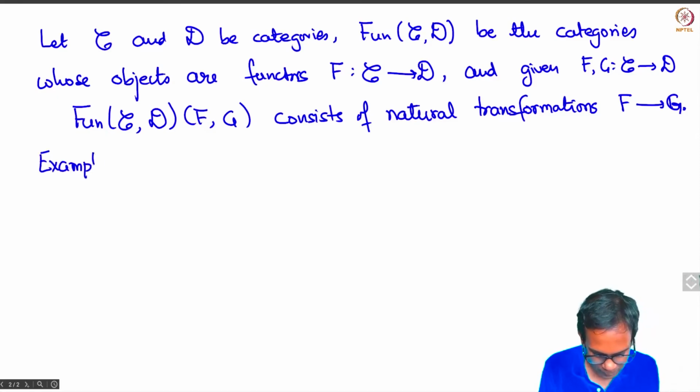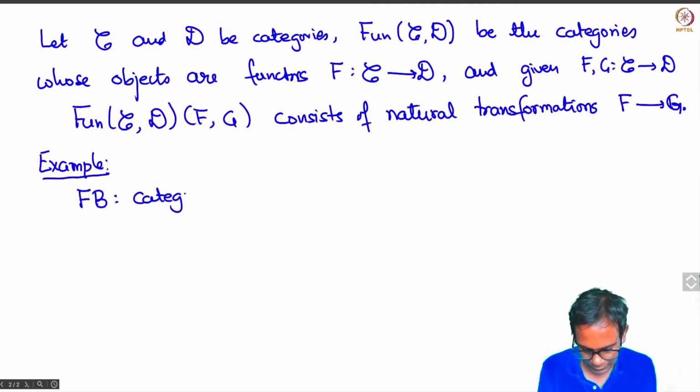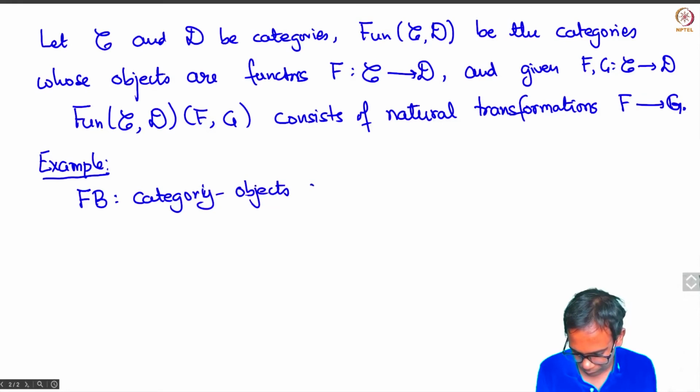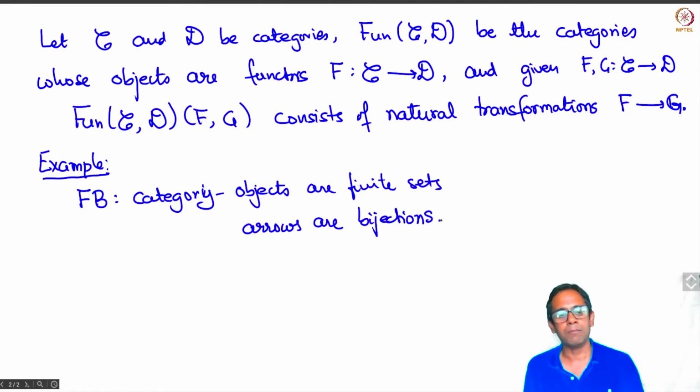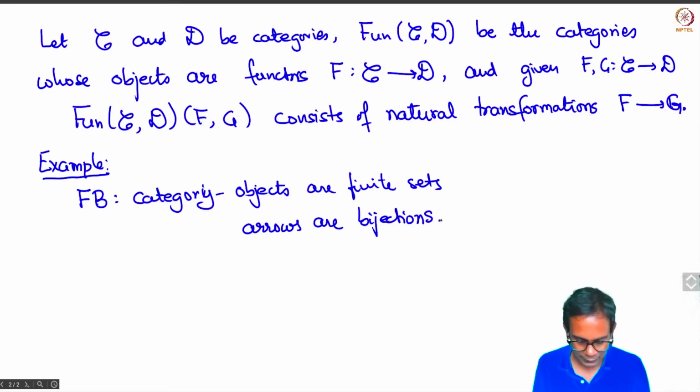The category of species is a functor category. So firstly, I need to define some categories. So FB is the category whose objects are finite sets, and arrows are bijections. So you don't allow any function from one finite set to another. You only allow bijections from one finite set to another. So you have no arrows between finite sets which have different cardinality. Of course, you still have an identity arrow from every finite set to itself, which is a bijection. So this is a category.